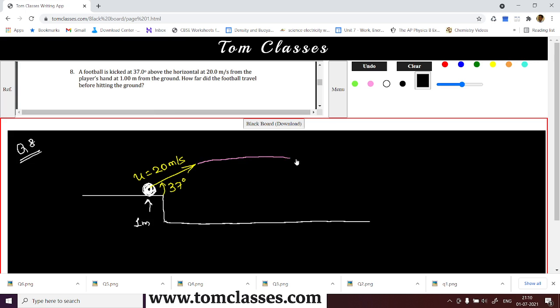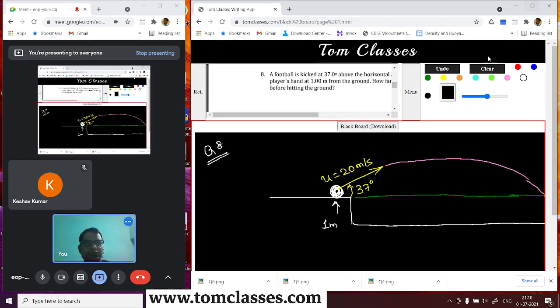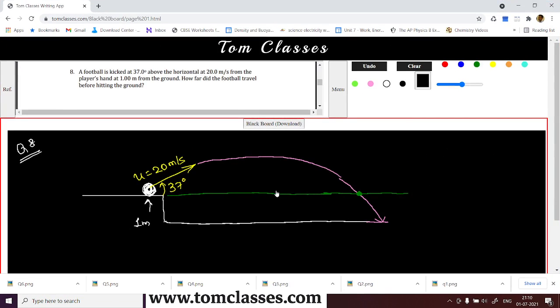It is going to travel like this, and it is going to land over here. So the diagram is going to be something like this. This is the range. This is the range.